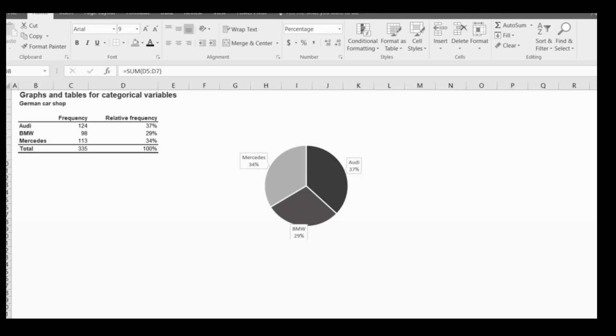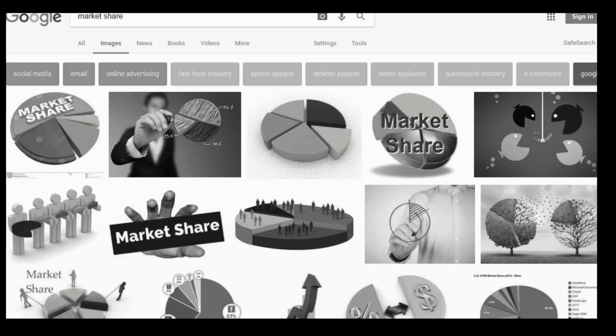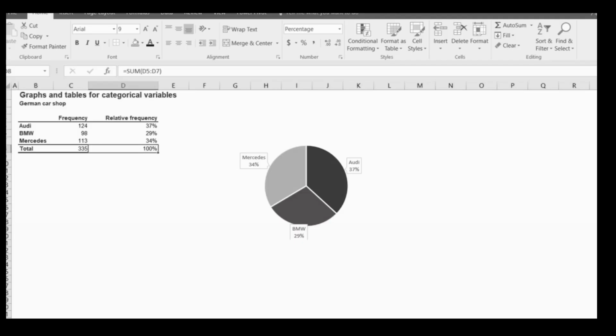This example could be easily transformed into a business example of market share. Market share is so predominantly represented by pie charts that if you search for market share in Google Images, you would only get pie charts. Imagine that the data in our table is representing the sales of Audi, BMW, and Mercedes in a single German city, say Bonn. The chart will show us the market share that each of these brands has.